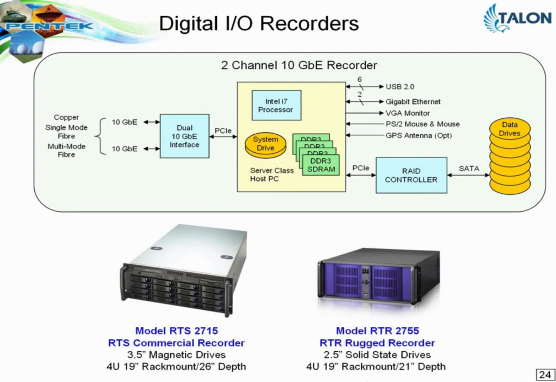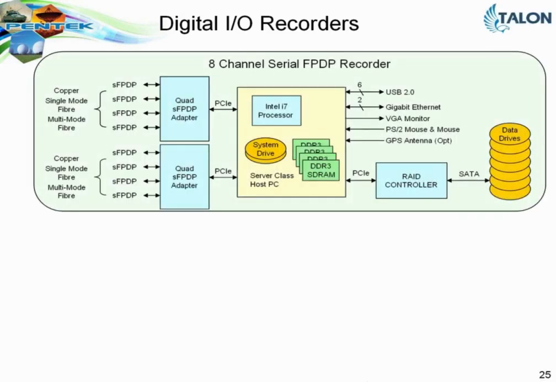And on the digital recording, as we've seen, 10 gigabit Ethernet and 8 channels of serial FPDP, which are nominally just below 2 gigabytes per second if you combine all 8 channels. We have storage capacities for magnetic drives in excess of 40 terabytes in a single 4U chassis, and solid-state drives in excess of 20 terabytes in a 4U chassis.